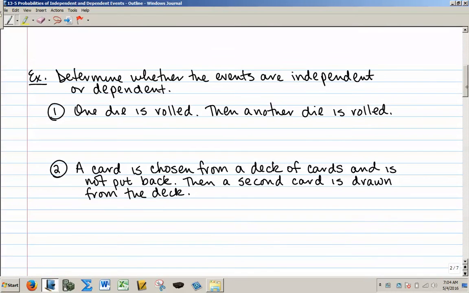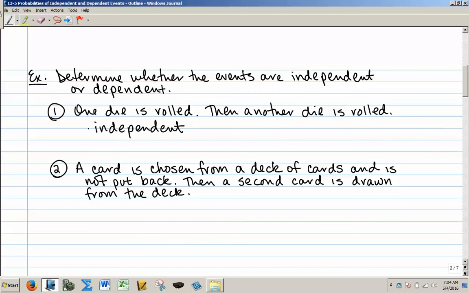So let's take a look at a couple examples here. Determine whether the events are independent or dependent. Number one, a die is rolled, and then another die is rolled. These two events are independent of each other because the outcome of the second die is in no way dependent on the rolling of the first die.